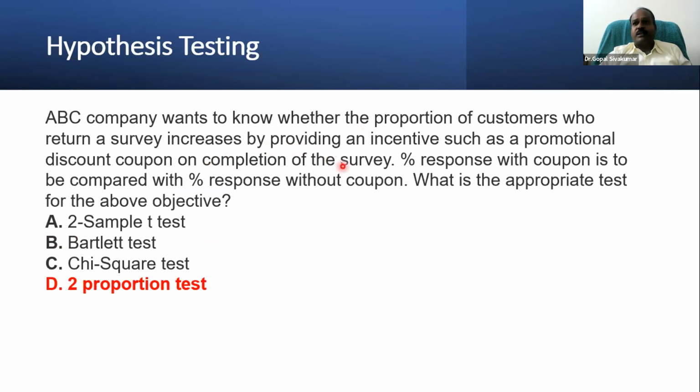A company wants to know whether the proportion of customers who respond to a survey increases by providing an incentive. No, if you fill up my survey, I'll give you a discount coupon. And now they are checking the proportion. One case is no incentive. Another case is with incentive. When I give the incentive, do you think the proportion of response will increase? Yes, expected to increase, right? And what is this hypothesis testing? 1 proportion or 2 proportion? 2 proportion, because there are 2 cases. One without incentive, one with incentive.